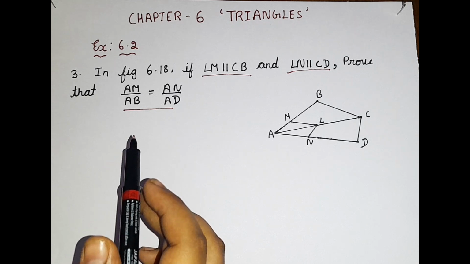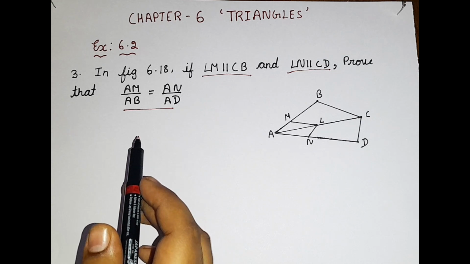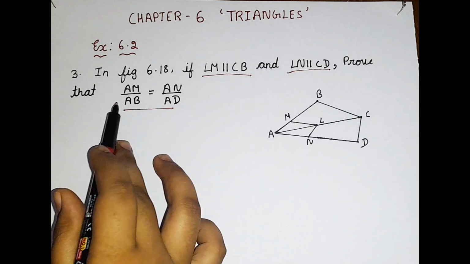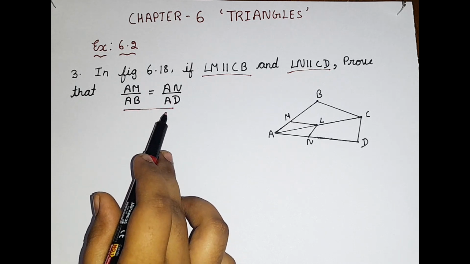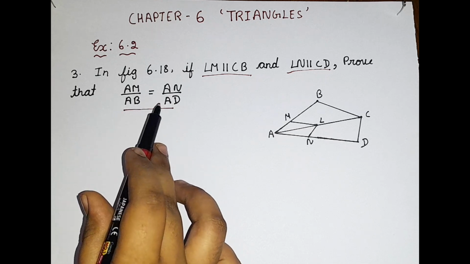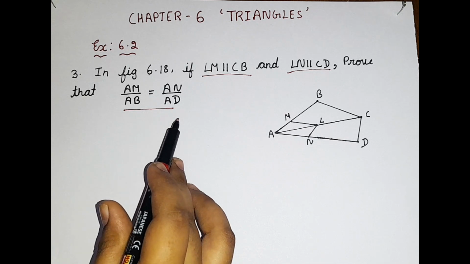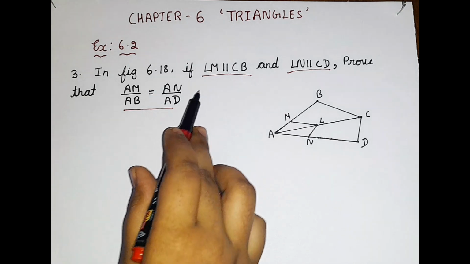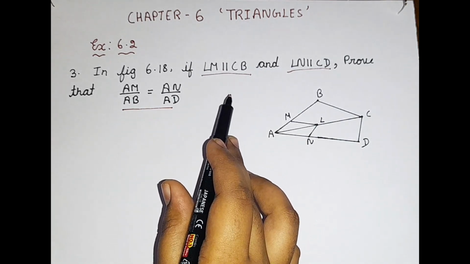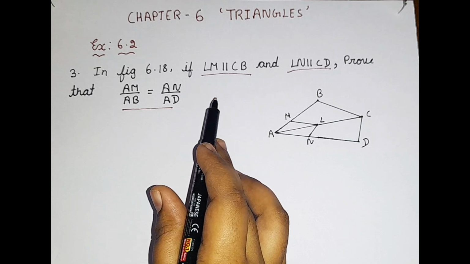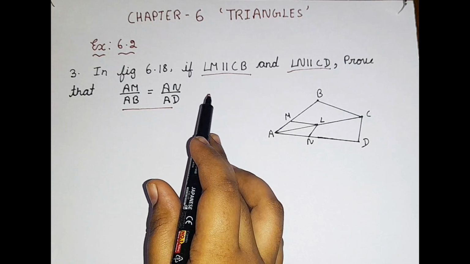Whenever in any question they ask us to prove that something is equal, like AM by AB is equal to AN by AD, then we are supposed to use Thales theorem. Also, if in the question itself they had mentioned that something is parallel to another side, then also we can just use Thales theorem. So there are two clues. This is just like a trick.